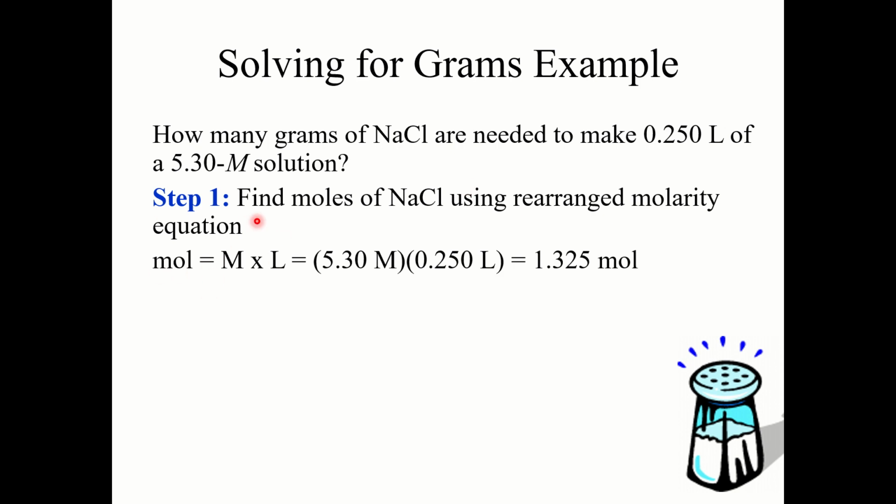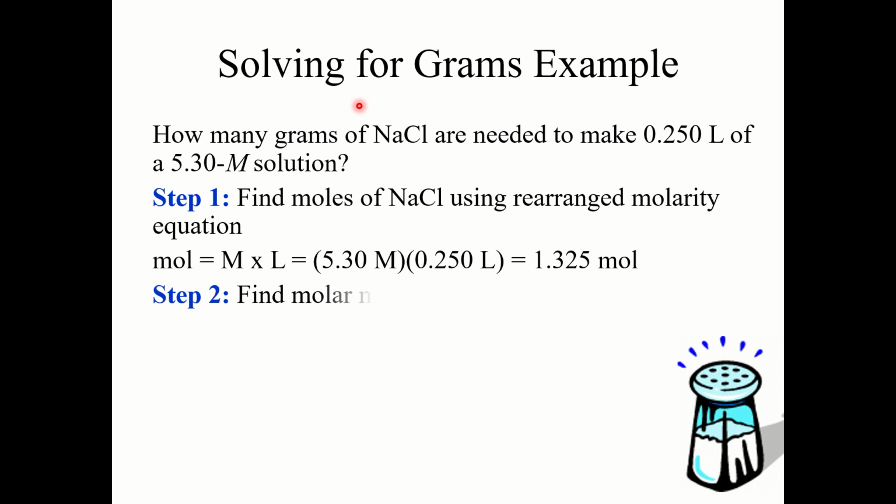So I want to use the rearranged version of that molarity equation. Remember that molarity equals moles over liters, so moles is equal to molarity times liters. So we're going to plug those numbers in: 5.30 molar times 0.250 liters. And this gives 1.325 moles of sodium chloride needed to make this solution.